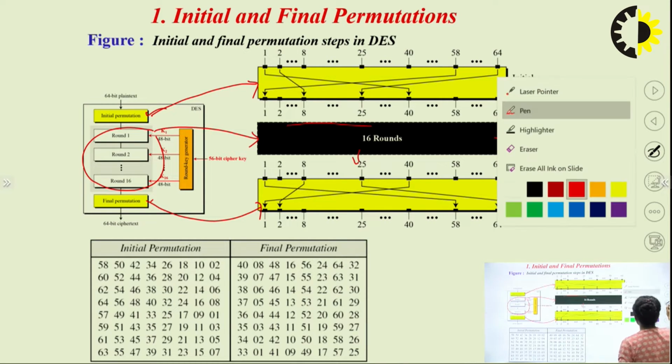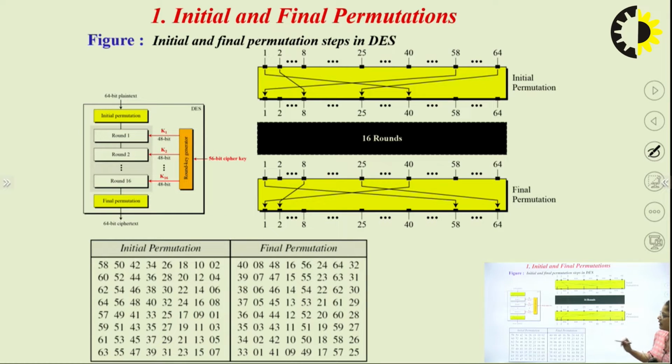So let us see what happens in the initial and final permutation. We have a 64-bit input. This is how the bits are aligned: first bit, second bit, third bit, up to the 64th bit, as input to the circuit performing the initial permutation.